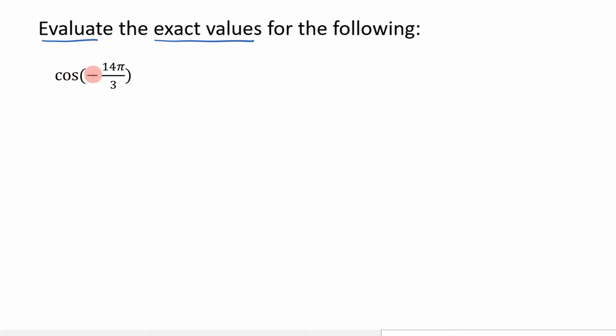Whenever I'm dealing with cos of a negative angle, I know just based on my symmetry properties that I can just ignore that negative. I can just consider cos of 14 pi on 3. I think that's a real time saver. Okay, once we're there, we're going to break up this angle.